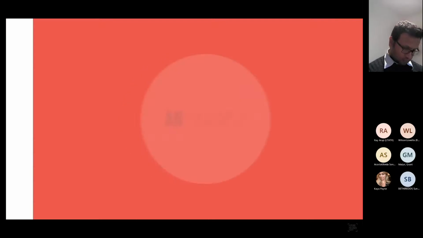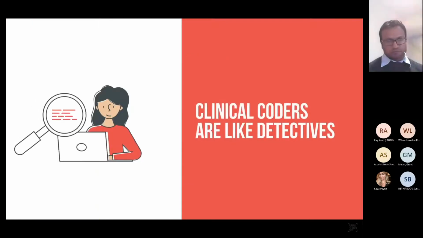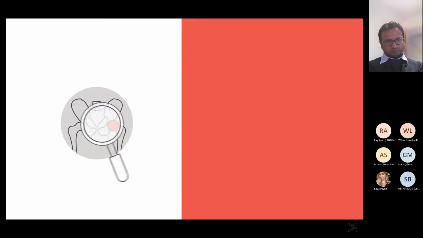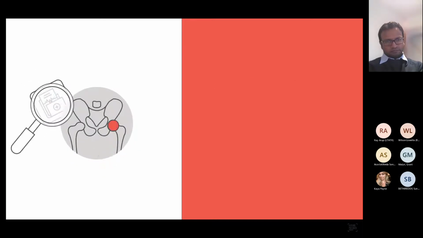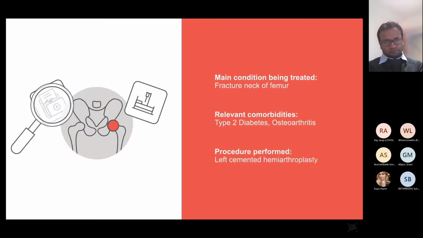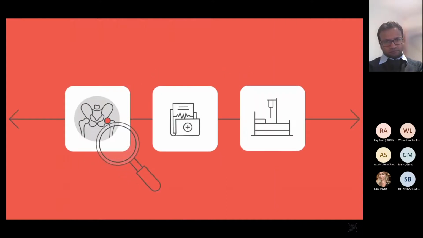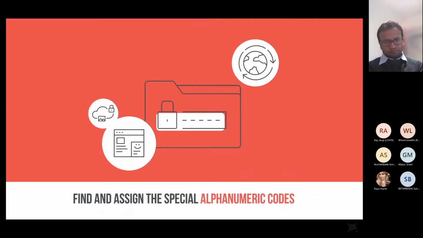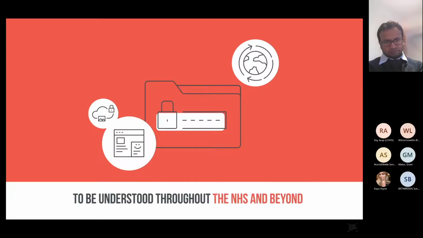An example of this: clinical coders are like detectives, investigating all aspects of the patient's journey from start to finish. You begin by reviewing the documentation, physical and/or digital, for the stay. For example, an elderly woman who had a hip operation 2 days ago. From her medical notes, you find out the main condition being treated, any relevant comorbidities, and the procedure performed. Then, utilising the ICD-10 and OPCS procedure classifications, you find and assign the special alphanumeric codes and record these into the organisation's patient administration system. This coded data can be understood throughout the NHS and beyond, and used to plan for future patient care.